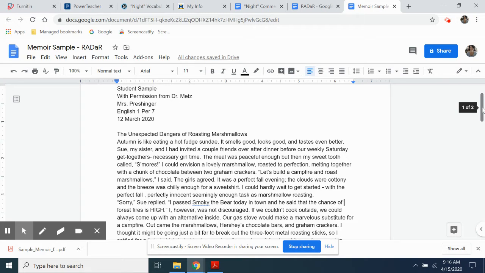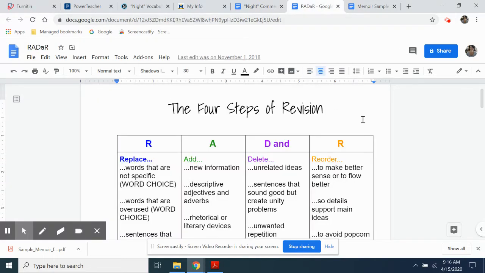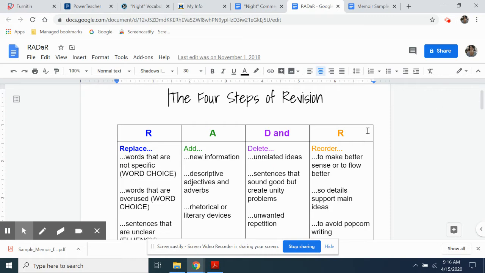Remember what I said in your video, that your first draft is really just you telling yourself the story. Before you put it out to an audience or before you publish it, it needs to go through many revision steps. And that's when we have worked all year with our RADaR revisions. This is in the writing section of your notebook. And if you don't have it, I know many of you have your notebooks at school, you can just look right here. It's the same thing that we've done all year, but it's the replace, add, delete, and reorder.